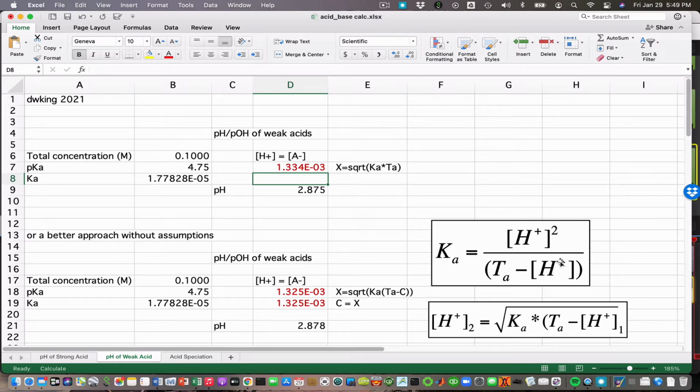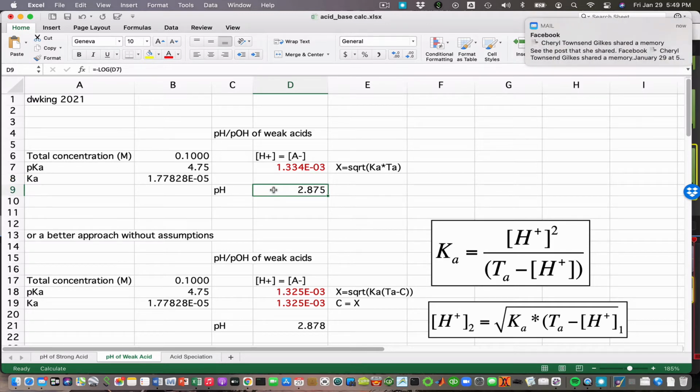Now we have made an assumption here: that the H plus concentration is small compared to the total acid concentration. So if this term drops out, you get Ka times total acid equals H plus squared, or H plus is the square root of Ka times total acid. All right, so the pH answer comes out to be 2.875.